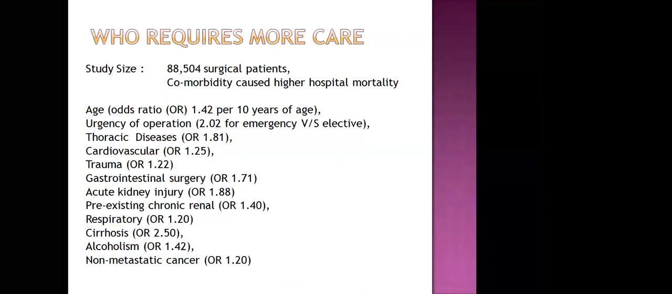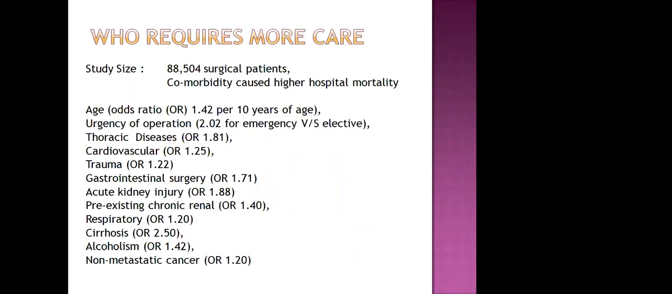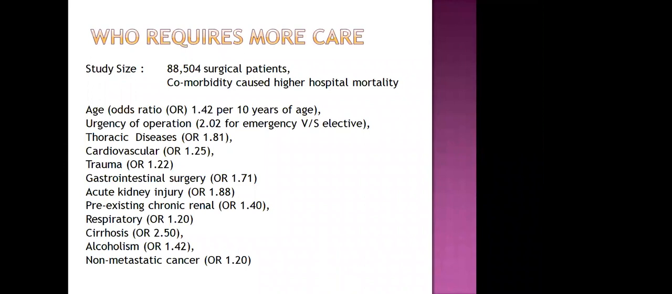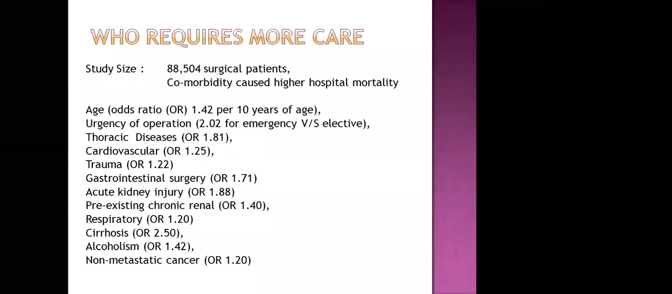Then why perioperative care and who needs it? In a study of 88,500 surgical patients, it was found that if a patient has comorbidity, there is a high hospital mortality. This is seen in older age and depends on the urgency of the operation. If the patient has thoracic disease, cardiovascular disease, post-traumatic conditions, gastrointestinal surgeries, kidney disease, respiratory disease, cirrhosis and alcoholism, or non-metastatic cancer, when we go for surgery in these patients, there are high mortality rates.